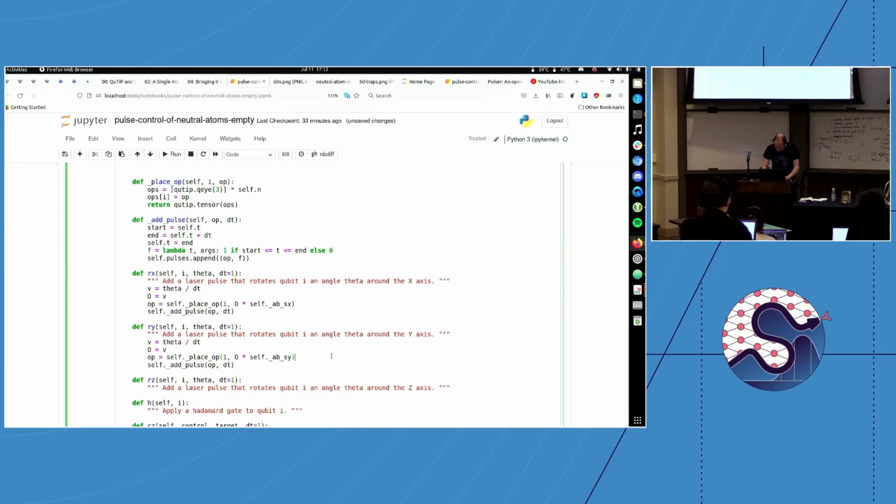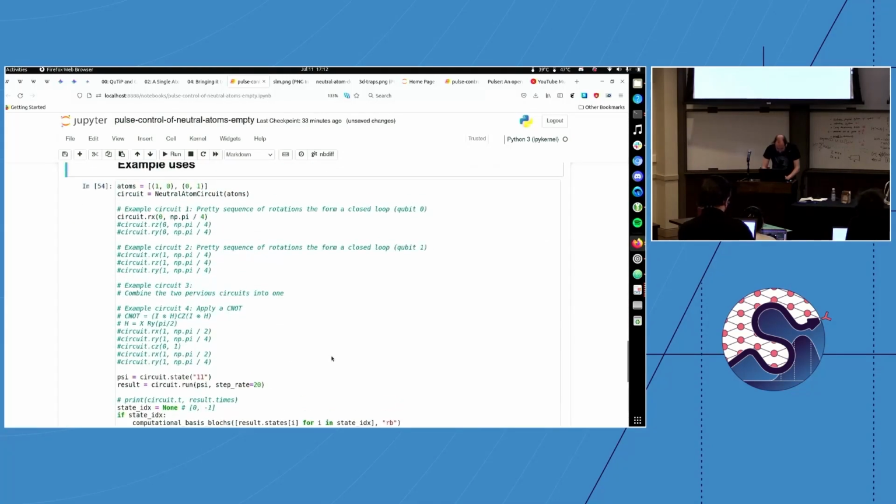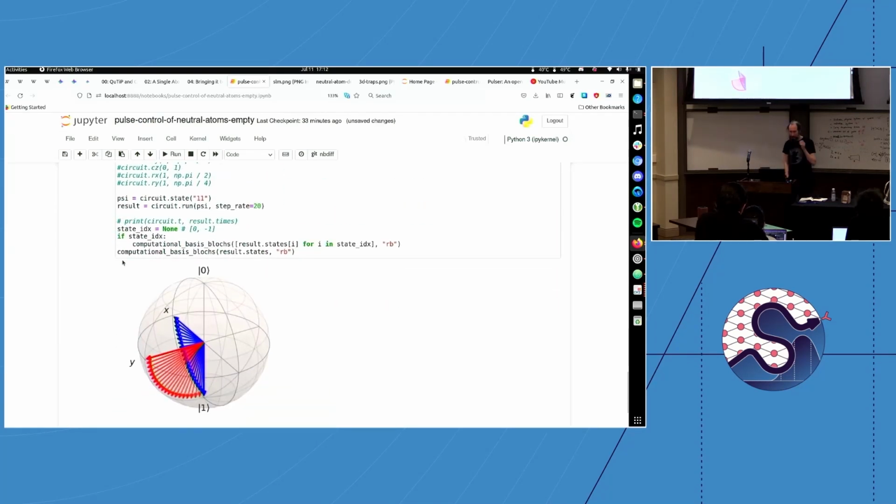So, yeah, otherwise it's the same. And I guess now let's rotate the second one about the y-axis. Wait, that's the z-axis, right? Cool. And now we can see that we've rotated the first qubit about the x-axis and the second qubit about the y-axis. So looking good.